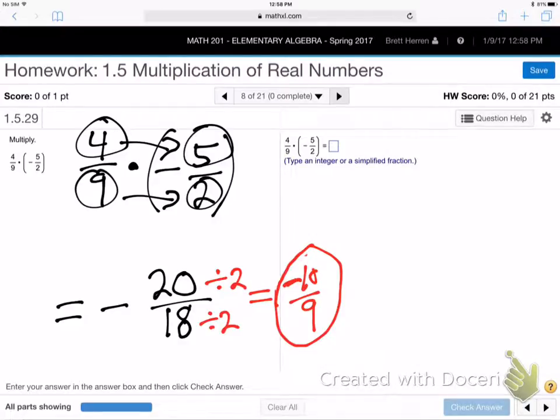Now the other way, just one second. The other way that we could have done, let me redo it over here. So I'm going to redo and take 4/9 times negative 5/2.